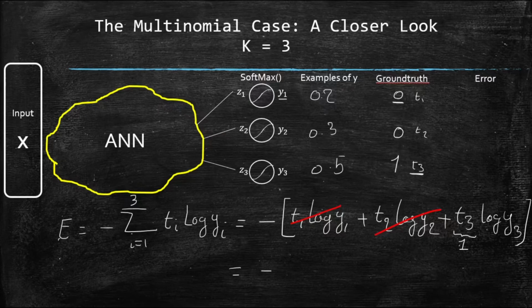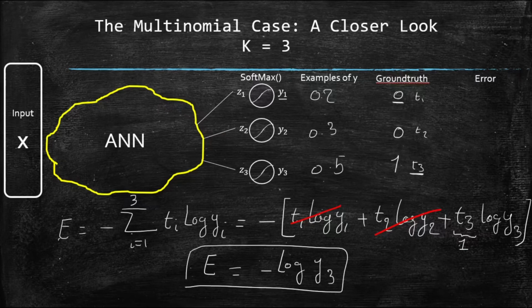So this whole thing reduces to minus the log of y sub 3, since that multiplier is 1 and I don't even need to write it. This would be the error. What does this really mean? This would be minus the log of y sub 3, which is 0.5. This means if my ground truth vector is 0, 0, 1, which is to say that the input belongs to class 3 and not class 1 or class 2, and if the prediction of my network is 0.2, 0.3, 0.5 for class 1, class 2, and class 3 respectively, then the error in my prediction is equal to minus the log of 0.5. That is the cross-entropy error function.